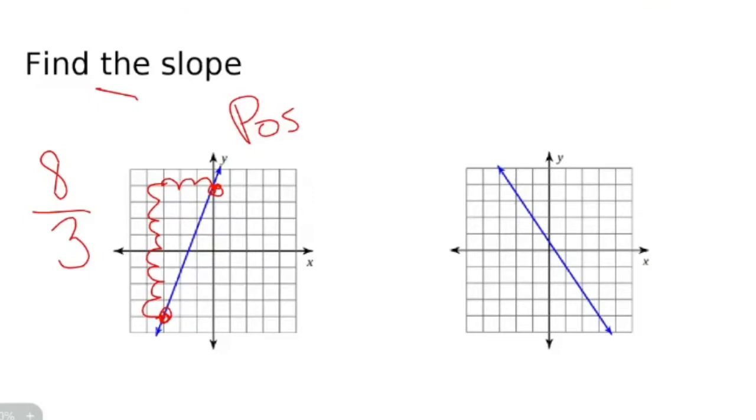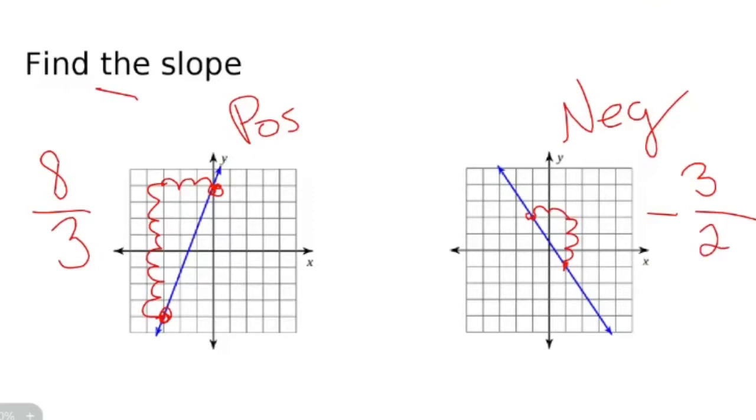Positive 8 over 3. This one is going to be negative. And we need to put a dot. That looks like right there it can be a dot, and right there it could be a dot. It's negative. So there's my negative, and it goes up 1, 2, 3. So negative 3 over 1, 2.